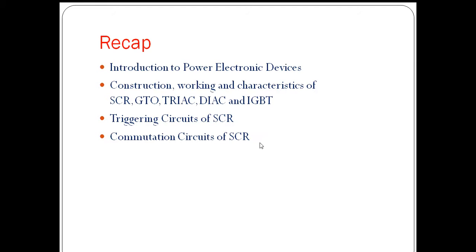And we have also seen the commutation circuits. In these converters, the commutation circuits are not required because the device will be operating with AC. We are applying AC to operate the circuit, so due to natural commutation only, the device will get turned off. No commutation circuit is needed in these converters, but we require turn-on circuits.